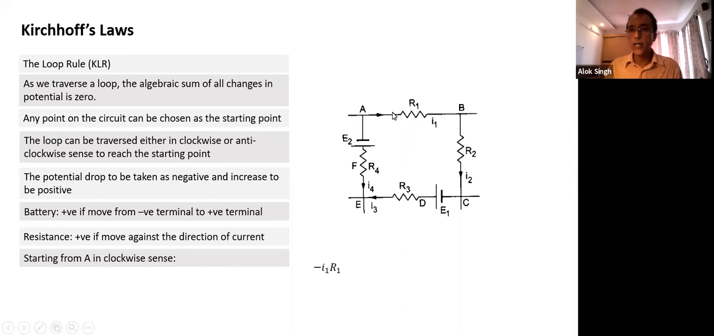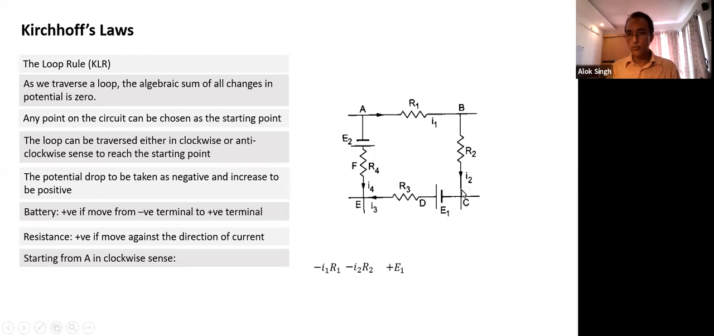If I start from point A and traverse in the clockwise direction, as I move from A to B, I am moving along the direction of current. When we move along the direction of current and cross a resistance, we put a minus sign: first the term minus I1 R1. Then, when I move from B to C, again I'm moving along the direction of current, so as we cross the resistance, the sign of the term will be negative.